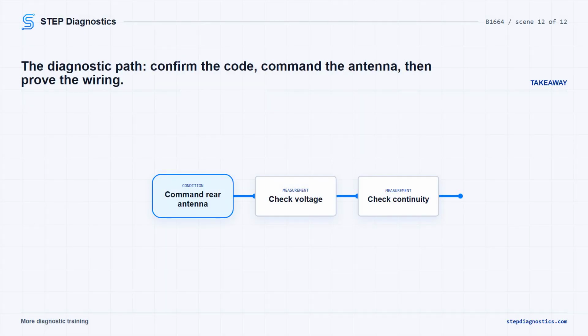The logic is straightforward. Confirm B1664, command the rear cabin antenna circuit, then prove whether the fault is at the antenna, in the wiring, or back at the keyless access control unit.